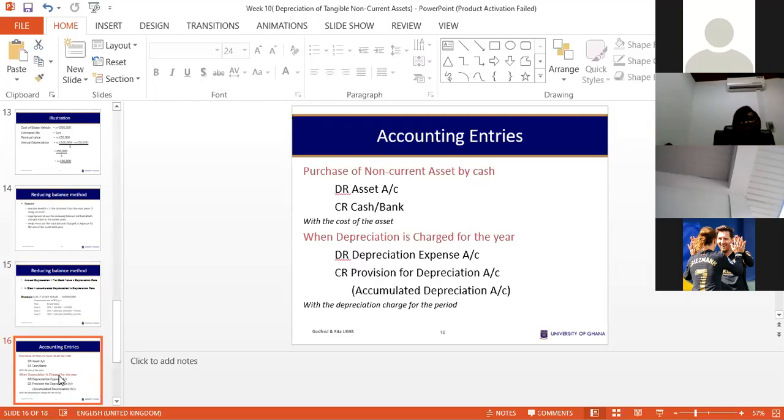Now, how do we account for it? What are the accounting entries? In accounting, even though we would understand all this, our main interest is how we record it in the books.